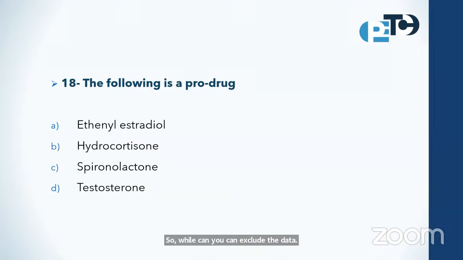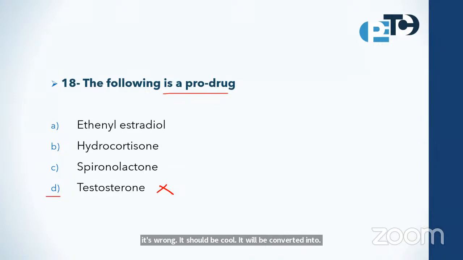The following is a prodrug: ethinyl estradiol, hydrocortisone, spironolactone, testosterone. Sorry, most of you fell down in this question. You gave the answer as testosterone. No, it's wrong. It's not testosterone.